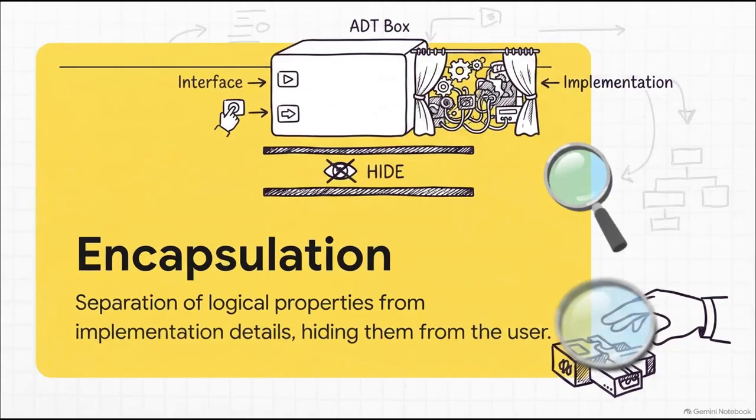I want you to mentally highlight this definition for your exams. Encapsulation. An abstract data type, or ADT, is a definition of a data type solely in terms of its data items and the operations performed on them. The real magic here is encapsulation. It's the strict separation of logical properties from implementation details. In really simple terms, it effectively hides all the messy under-the-hood details from the user who's actually interacting with it.